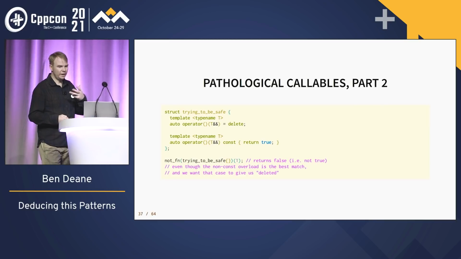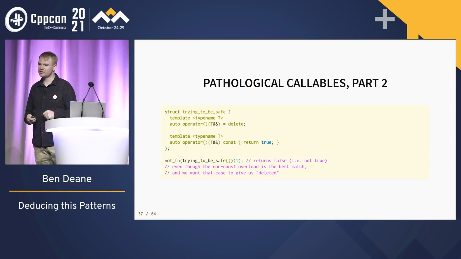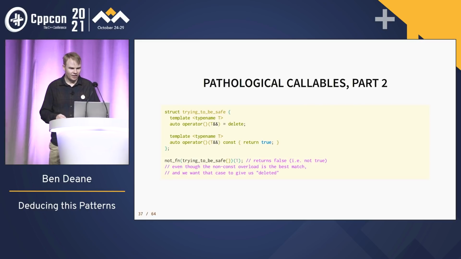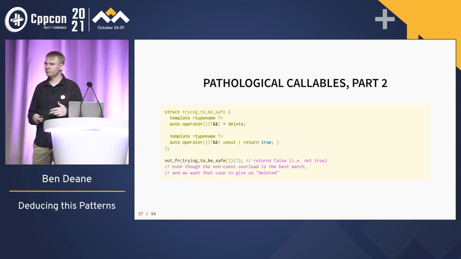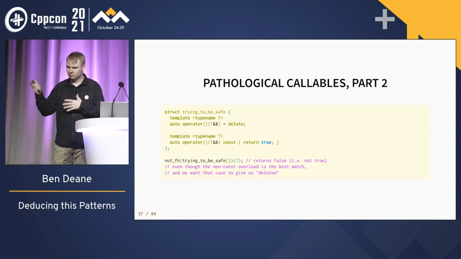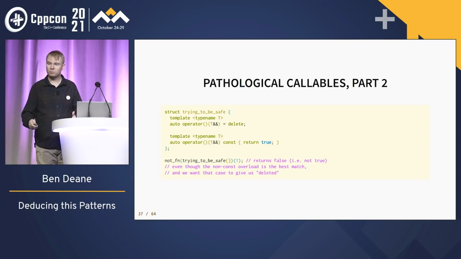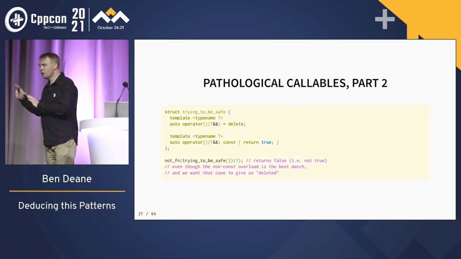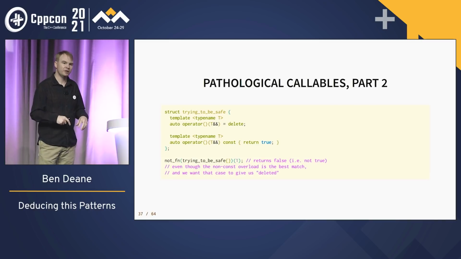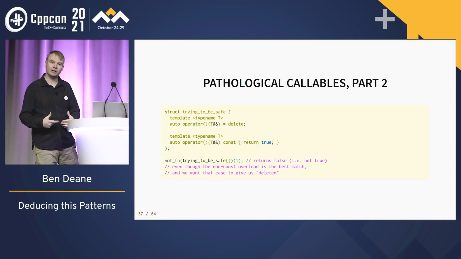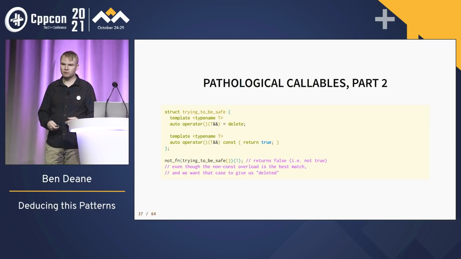But even though the other one's a better match, and we want this one to be deleted, the compiler will still do the wrong thing here because of the pathological nature of the callable object. And these kind of problems don't occur in regular code that I write every day, but they occur in spades in library code, and they're really difficult to solve right now, right? These kind of things are pathologically difficult to solve pre this paper.